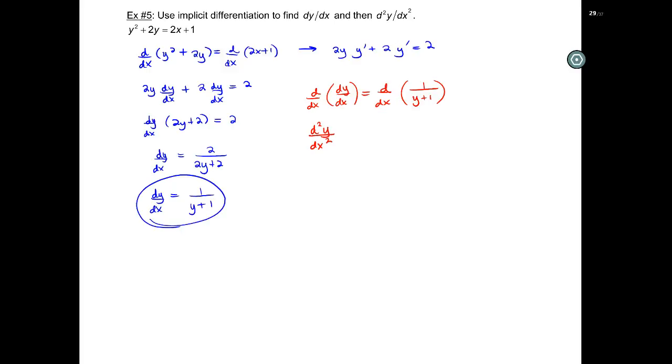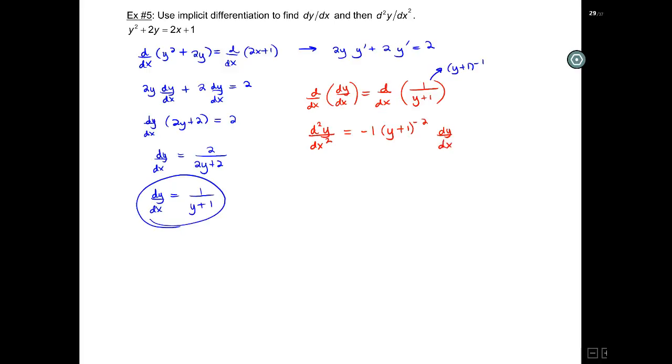Okay, so we have an option. We have our quotient rule that we could apply, or we could make this y plus 1 to the negative 1 power. It doesn't matter, they're the same. If you prefer to write this as y plus 1 to the negative 1, totally fine. I'll go through the process this way since it seems like most of us like that. So I'm going to have negative 1 times y plus 1 to the negative 2 times the derivative of the inside, which is dy/dx.